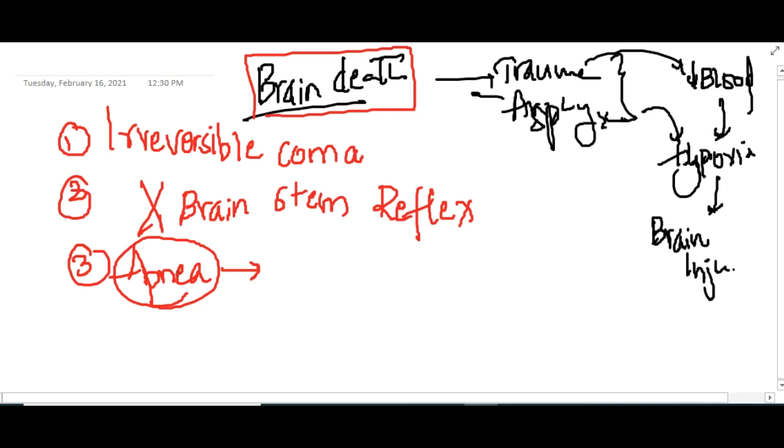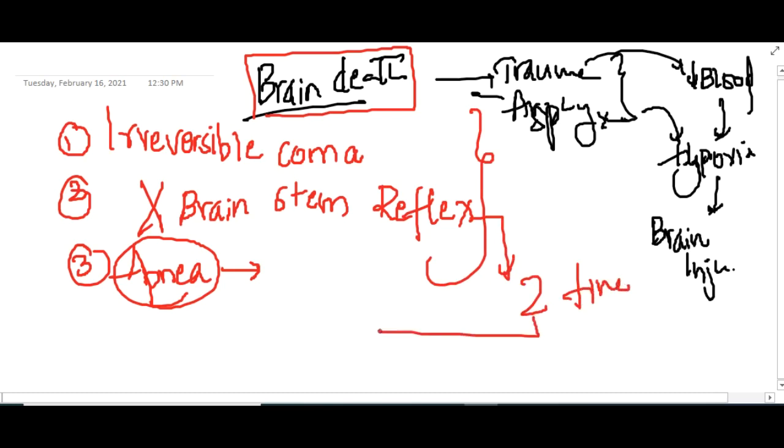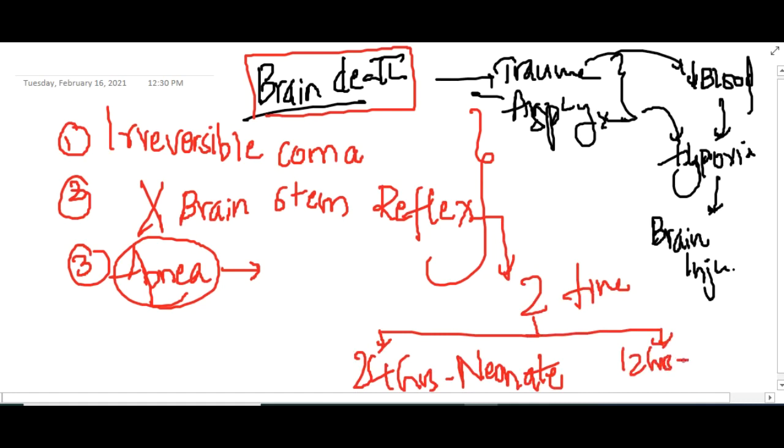These findings must remain consistent in two examinations which are separated by an observation period of 24 hours in neonates. You will have to test all these two times, and these two times should be separated by 24 hours in neonates, and by 12 hours in infants and in older children.